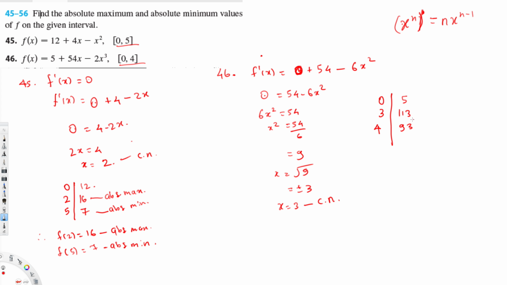These are my three values, and whatever the highest value is, in this case 113, is the absolute maximum, and the lowest value is 5, therefore this is going to be the absolute minimum. Then you can state at the end: therefore f of 0 equals 5 is the absolute minimum, and f of 3 equals 113 is the absolute maximum.